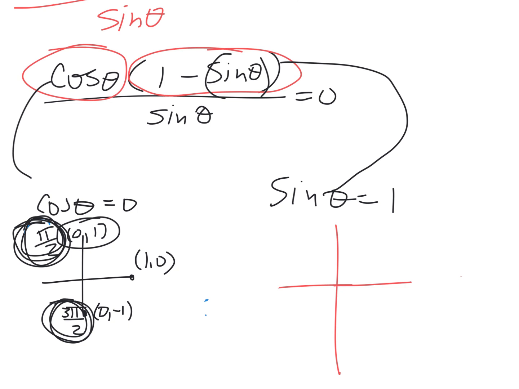So that means y is supposed to be 1, which is here. And I'm going to make sure of that. 0, 1. Yep, that's the spot where y is 1. So that is pi over 2.